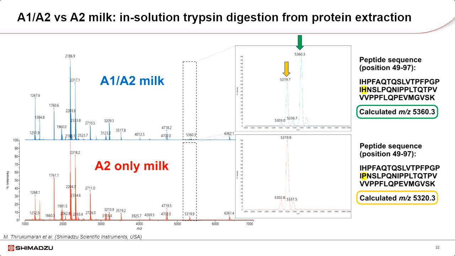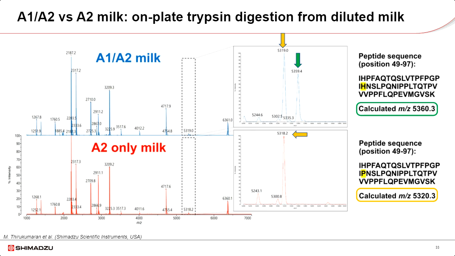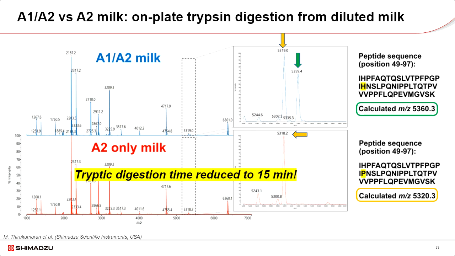We can see from the results of the in-solution digestion how in the A1 A2 milk, both peptides coming from the A1 and A2 beta-casein variants are detected, whereas in the A2 milk, as expected, only the peptide from the A2 beta-casein variant is present. And we get similar results with the on-plate digestion, and this with a digestion time of only 15 minutes.